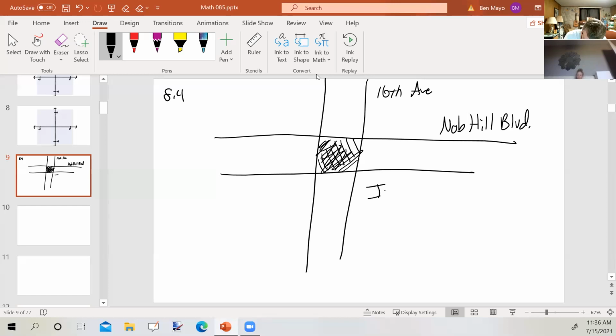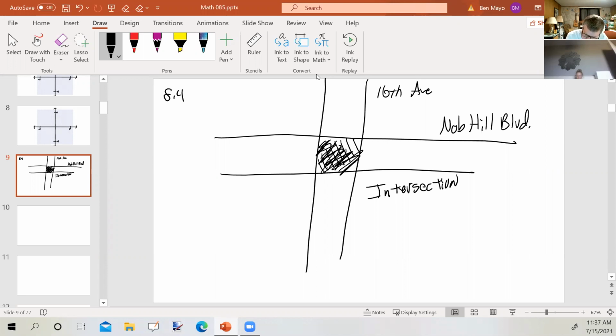Okay, this is called the intersection, right? That's the intersection. Now, is that part of 16th Avenue? Yes. Is it part of Nob Hill Boulevard? Yes. So the intersection of 16th Avenue and Nob Hill Boulevard is the piece that is in both of them, here comes the big word, simultaneously, okay? So where two things overlap, that's where they intersect.